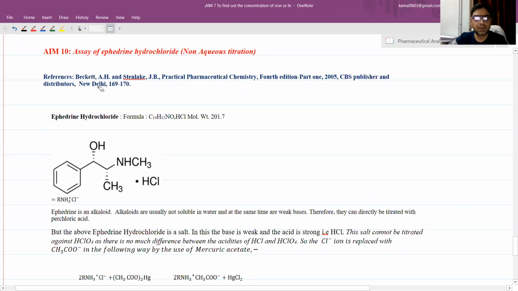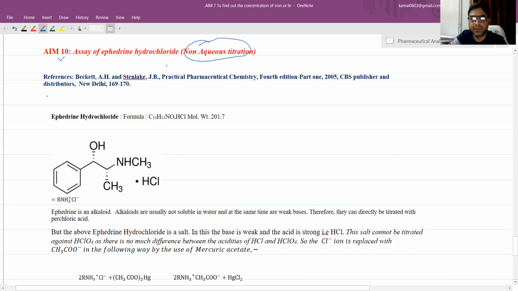Good morning, friends. Today we are going to see how we can do the estimation of ephedrine hydrochloride. That is our experiment number 10. We do it with the help of non-aqueous titration. Previously we have seen the standardization and the preparation of perchloric acid solution. We will use the same perchloric acid solution here for the assay of ephedrine hydrochloride.